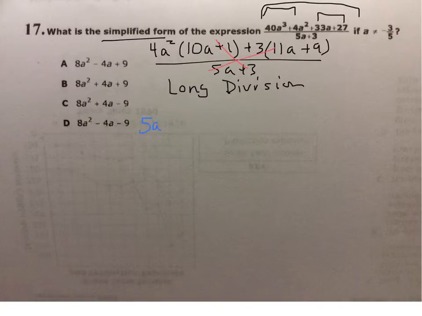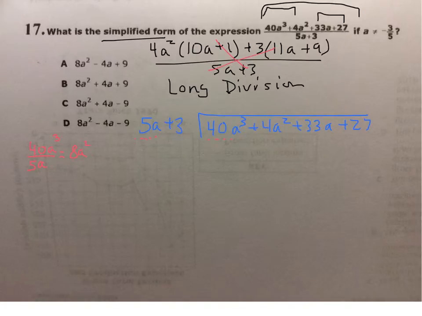So we've got 5a plus 3 doing the dividing, and then 40a cubed plus 4a squared plus 33a plus 27 is what's getting divided. So next, what you're going to want to do is just consider the first 2 terms here, and think about 40a cubed getting divided by 5a and what that would get you. So that would give us 8a squared.